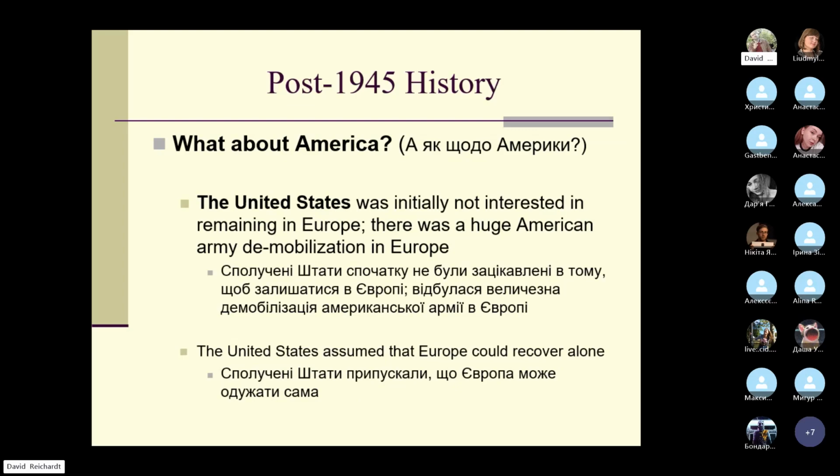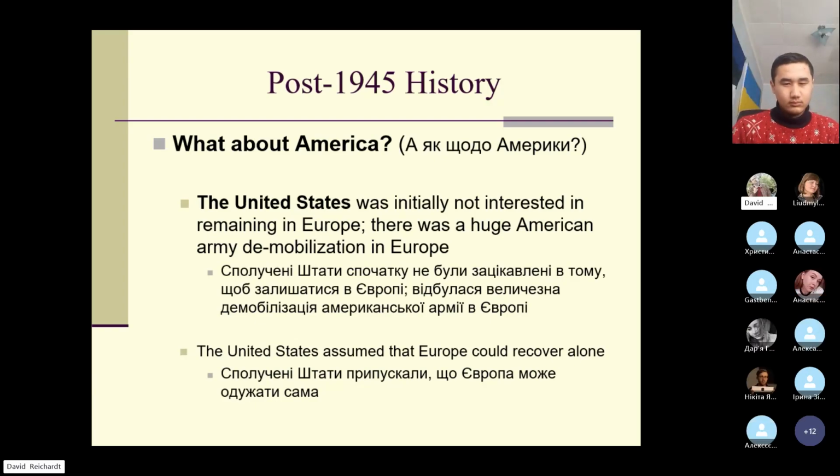What about America? Well, the United States was at first not interested in remaining in Europe. There was a huge American army demobilization in Europe after the Second World War. Remember, students, at the end of the Second World War, there were hundreds and hundreds of thousands of American soldiers in Europe. And they were staying in Europe at the end of the war, but they were going to go home. They said, okay, we finished, it's finished. Germany has capitulated, they surrendered. Now we can go home. Yeah, the job is finished.